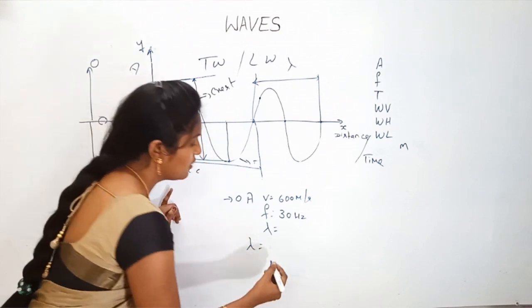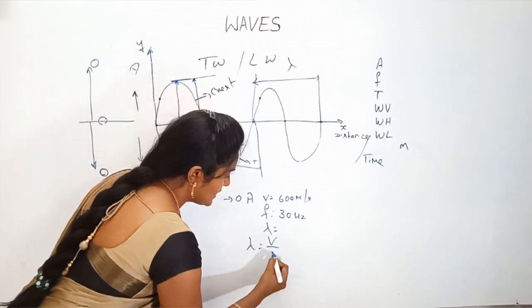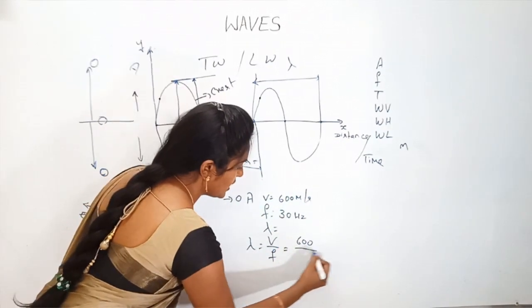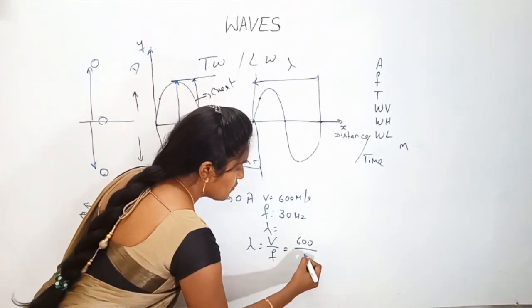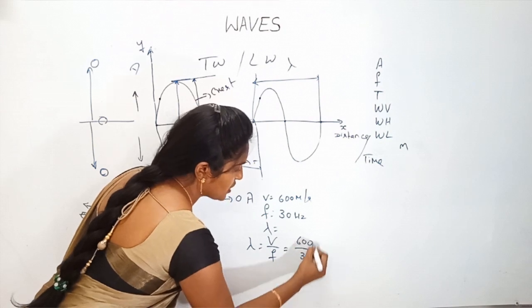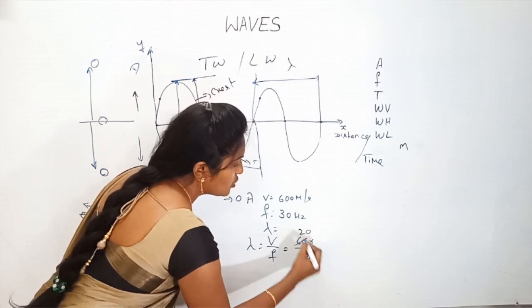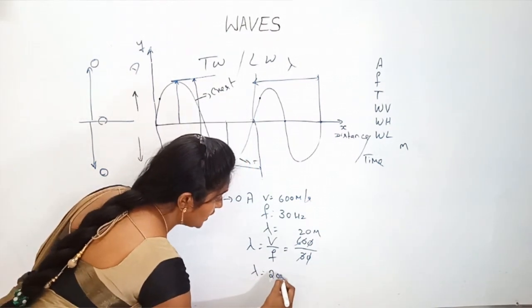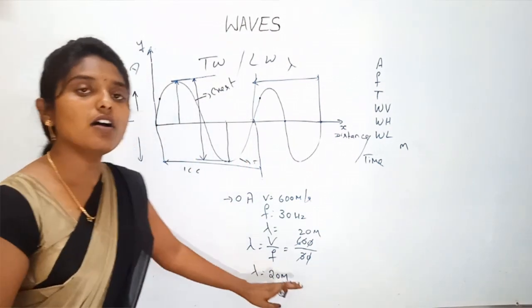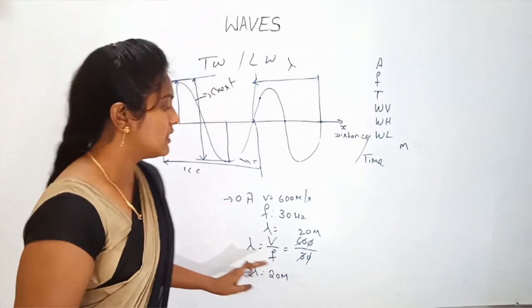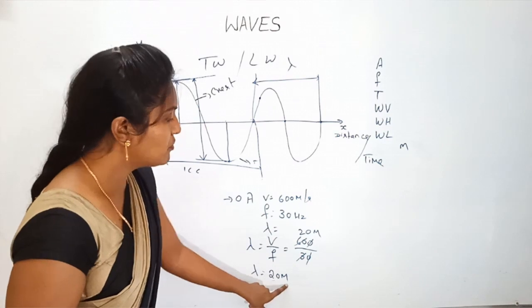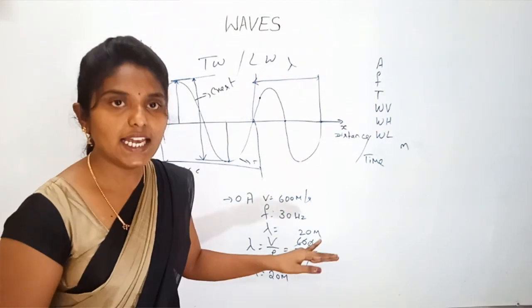What is the formula for the wavelength? We know it is wave velocity divided by frequency. The wave velocity is 600 meters per second, and the frequency is 30 oscillations. So you get 20 meters. So the wavelength is 20 meters. When the wavelength is more, the number of oscillations is less. See, the wavelength is maximum and 30 oscillations is very less.